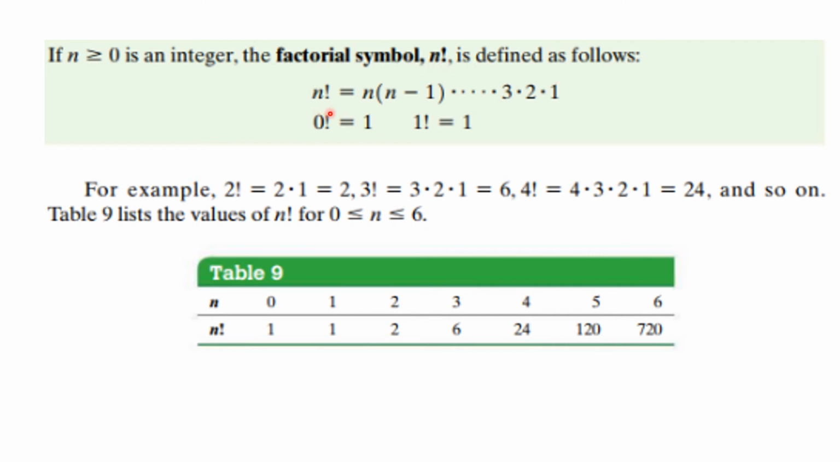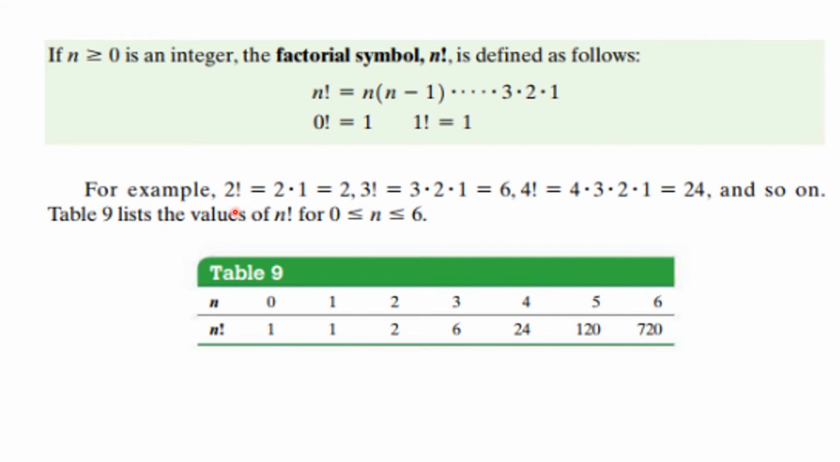N factorial is 1 times 2 times 3, and so on, keep multiplying till you get up to n. So that is n factorial. 1 factorial is 1 because you're just multiplying 1 by itself. And 0 factorial is how many ways can you do nothing? There's only one way, so 0 factorial is 1.